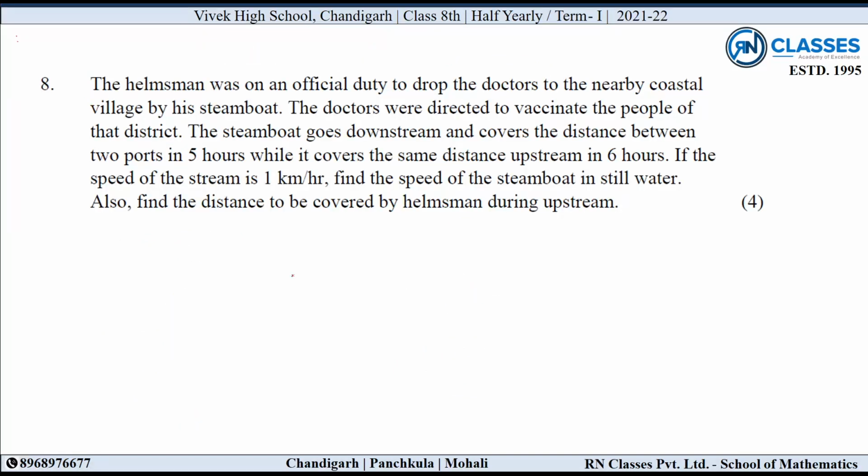Question number 8. The helmsman was on official duty to drop doctors to a nearby coastal village by his steamboat. Okay, he has a steamboat. The doctors were directed to vaccinate people of that district.